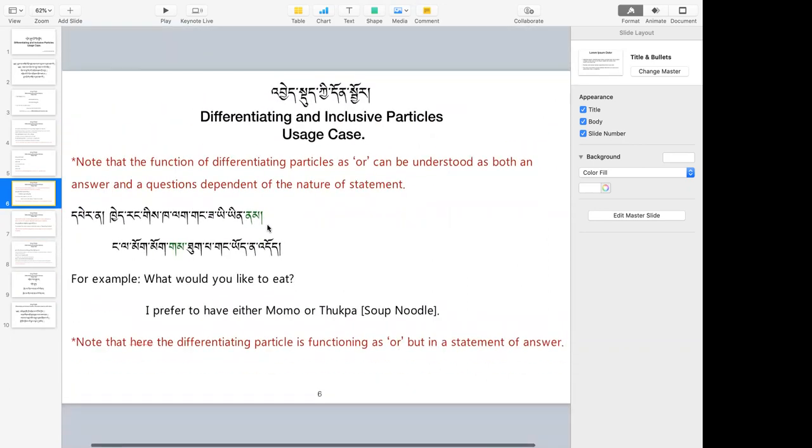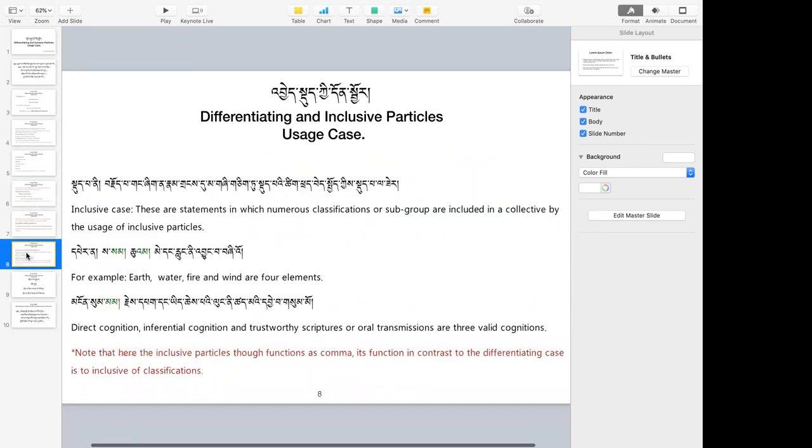And if this particular option of "or" is given in that particular type of statement, it's used in the statement of question. Whereas if it's not used in that particular type of statement, it is used in answer statement like this. Then the second direct usage case is of the inclusive case, where in that statement, numerous classifications or subgroups are included in a single collective. And this particular usage is known as usage of inclusive particle.